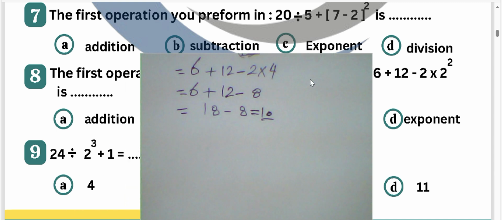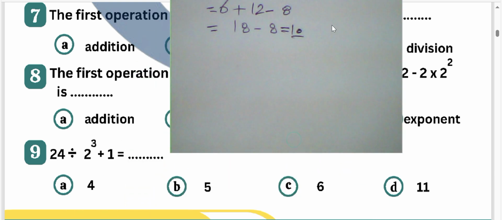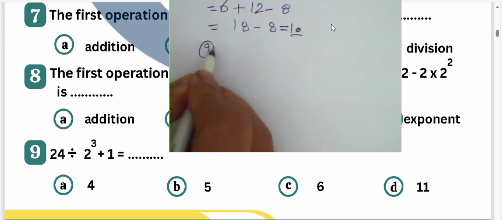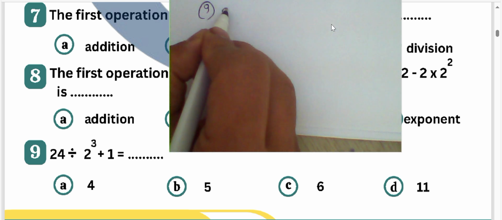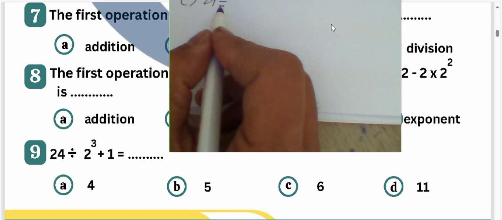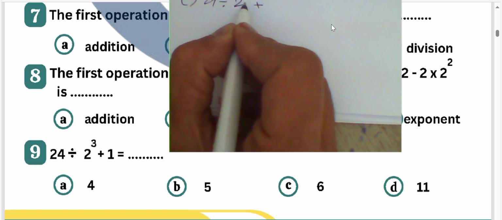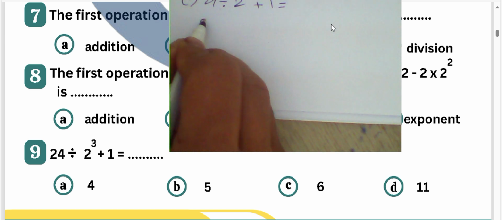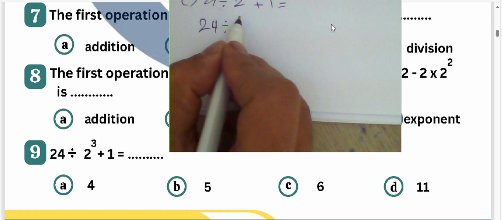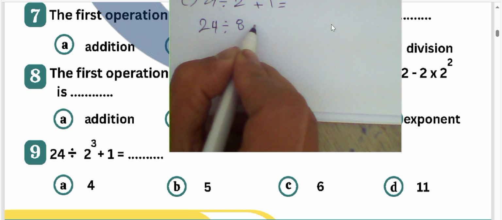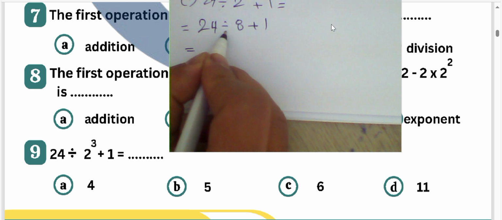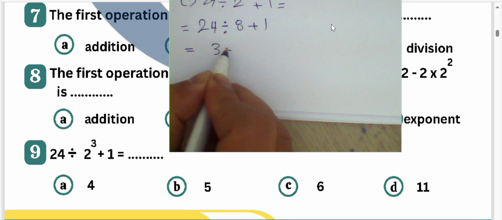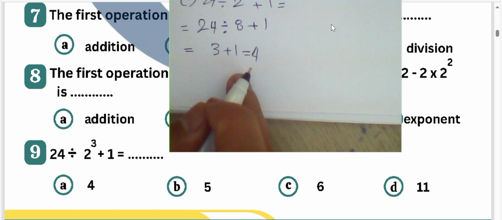Next question number 9. We have an example and we want to find its result. 24 divided by 2 power 3 plus 1. 2 power 3 is 2 times 2 times 2, which is 8. Then 24 divided by 8 equals 3. 3 plus 1 equals 4. Then the result here will be 4.